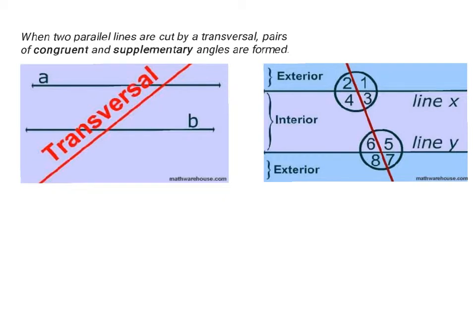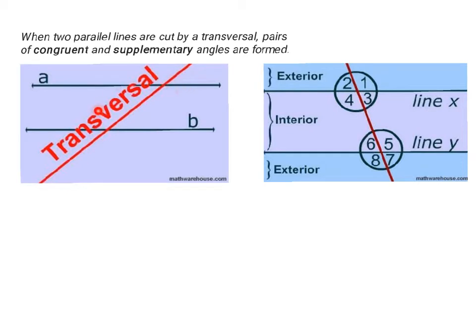All of our questions today are going to deal with parallel lines cut by a transversal. And so parallel lines are lines that never cross or touch. So here A and B are lines that never touch. And then the transversal is a line that intersects both of them.